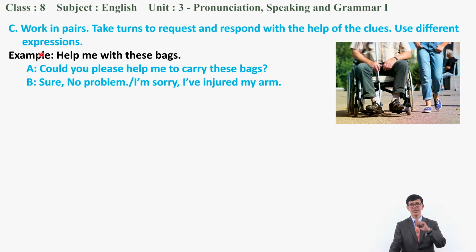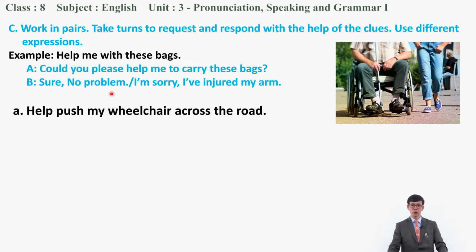Let's look at example. Help me with these bags. Okay, so you have to request to help, for help with these bags. So A will reply and ask firstly, could you please help me to carry these bags? Right? So A will ask these questions to B, and what will B's reply? Sure, no problem. Or if he is not able to help, she might say, I'm sorry, I have injured my arm. Okay, so this is how the response may be, no problem, sure, or I'm sorry, I have injured my arm, a leg, something else. So this is just the example.